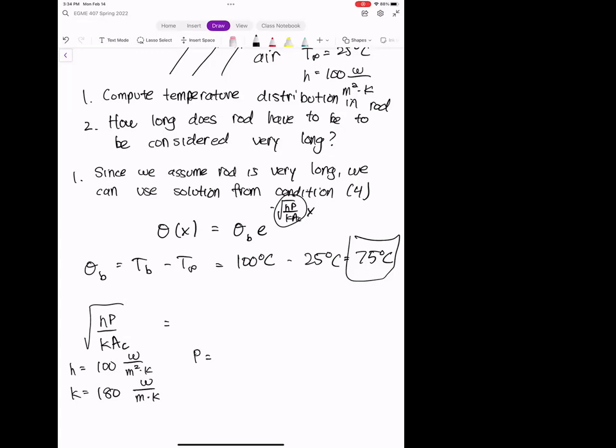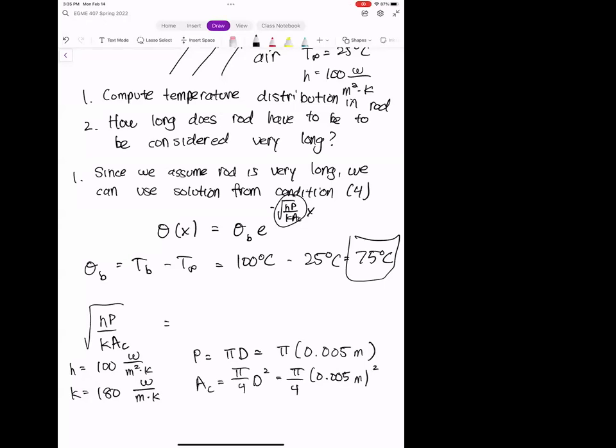The perimeter here, since we have a circular or cylindrical rod, our perimeter of the cross section is simply going to be pi times the diameter, right? So it's going to be pi times 5 millimeters, which we're going to convert to meters. And so it's going to be pi times 0.005 meters, okay? And then the cross-sectional area is going to be the cross-sectional area of a circle. And so we're going to have pi over 4 times the diameter squared, okay? So this is pi over 4 times 0.005 meters squared, okay?